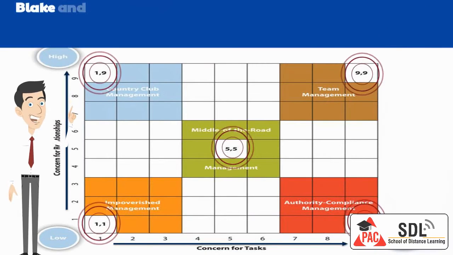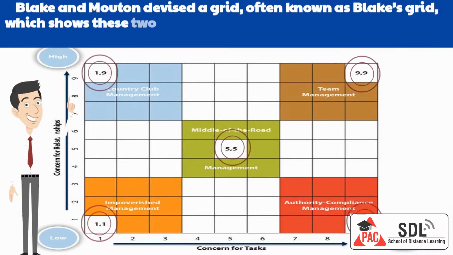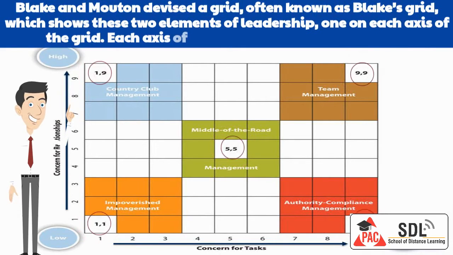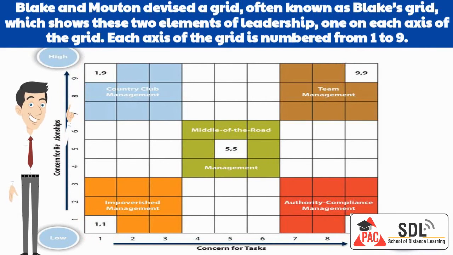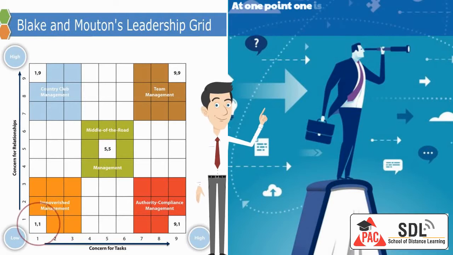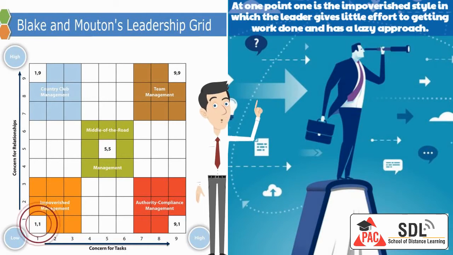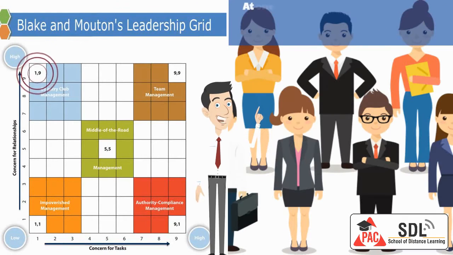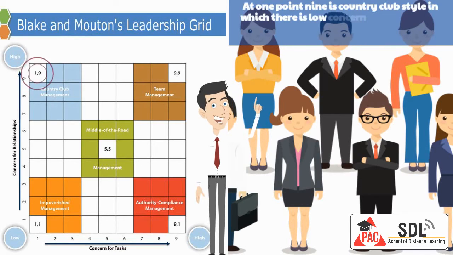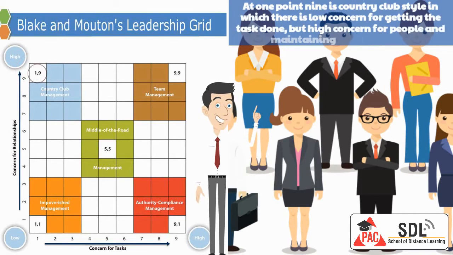Blake and Mouton devised a grid, often known as Blake's grid, which shows these two elements of leadership, one on each axis of the grid. Each axis of the grid is numbered from 1 to 9. At 1.1 is the impoverished style in which the leader gives little effort to getting work done and has a lazy approach. At 1.9 is the country club style in which there is low concern for getting the task done, but high concern for people and maintaining good relations.